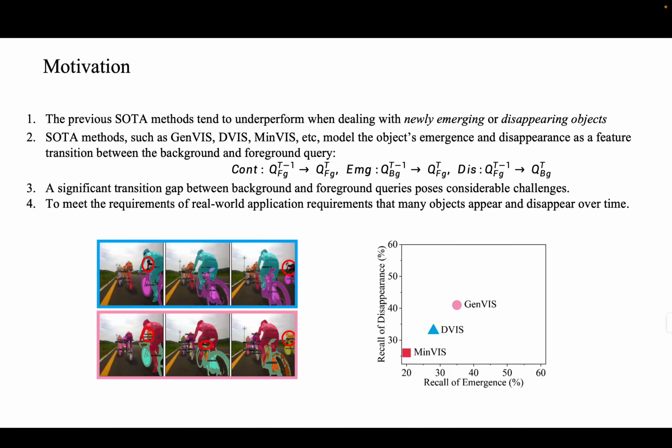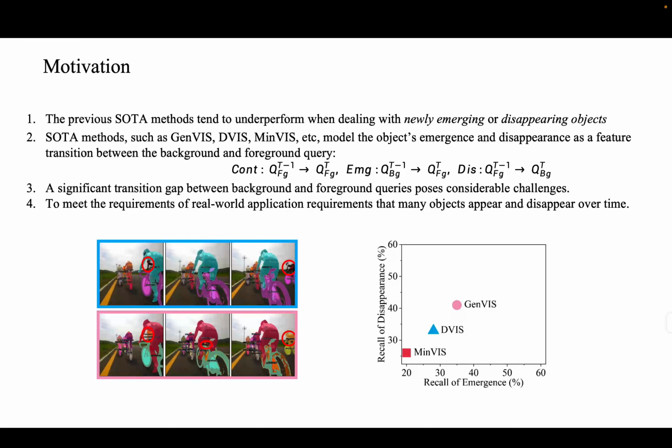Currently, SOTA methods, such as DVIS, MinVIS, etc., model the object's emergence and disappearance as a feature transition between the background and foreground query. Specifically, they model continuous tracking as a feature transition from foreground queries in the last frame to new foreground queries in the current frame, model object emergence as a feature transition from background queries to foreground queries, and model disappearance as a feature transition from foreground queries to background queries.